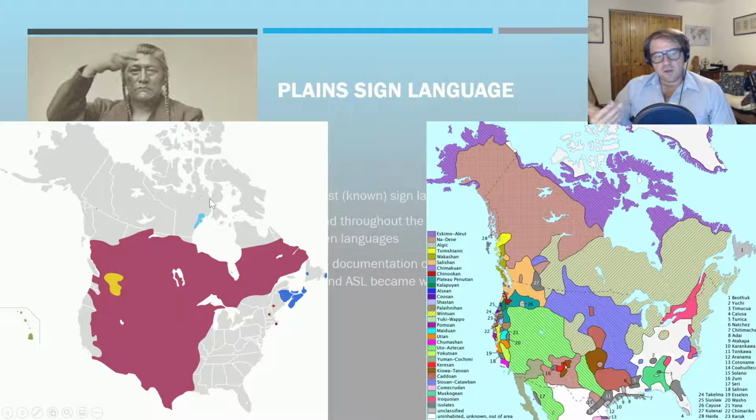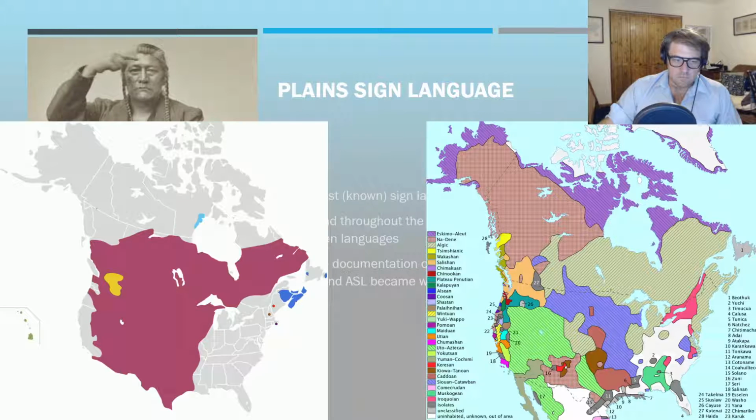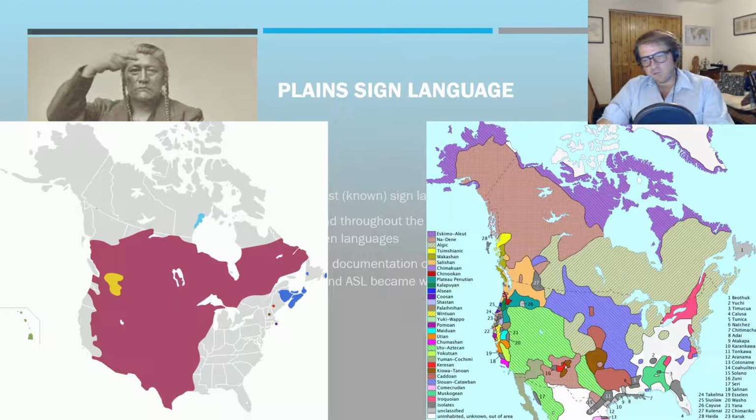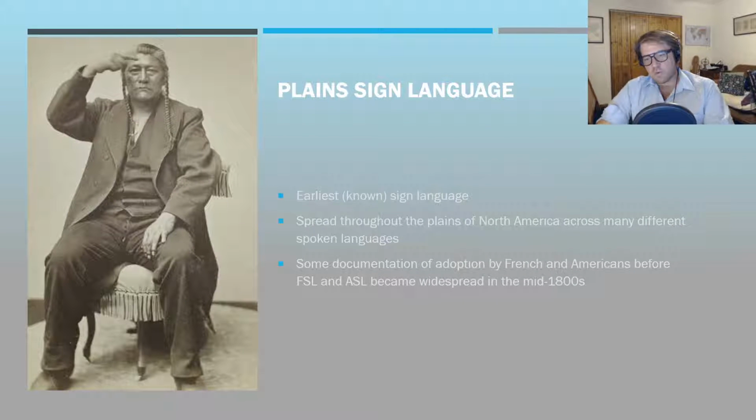Now, this isn't just for members of these native groups who happen to be deaf or hard of hearing. It was used by deaf members of these Native American groups, but it was also used by people who would do statesmanship and stuff like that, to declare war or to avoid war, to trade, to do all sorts of things.